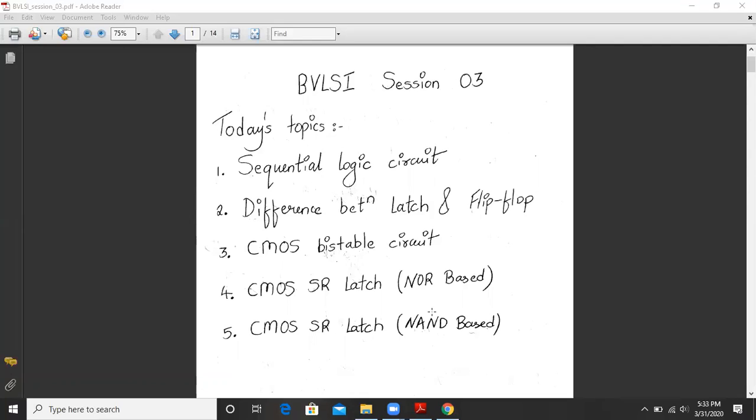So we will discuss today topics such as sequential logic circuits. We will understand the difference between sequential and combinational logic. Next we'll see the difference between a latch and a flip-flop, whose CMOS implementation we will be seeing today. Next we'll see the concept of a CMOS bistable circuit. And after learning a bistable circuit, we will move on to the CMOS SR latch. We'll first study it with a NOR-based latch, and then we will study the same using a NAND-based SR latch. So let us begin with the very first topic.